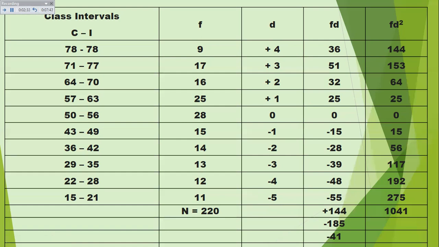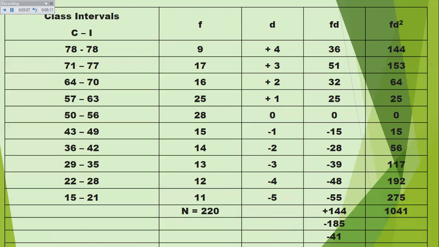Let us revise this process of D. First, look at this frequency column and find out the highest frequency. If a group has the highest frequency, here the 50 to 56 group, its D should be 0. Then higher groups have +1, +2, +3, +4, and lower groups have -1, -2, -3, -4.